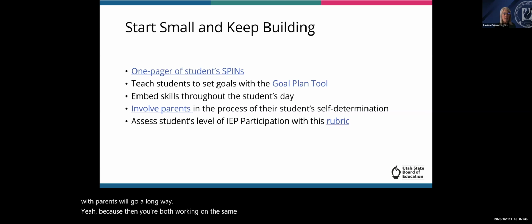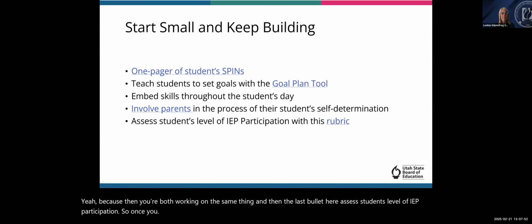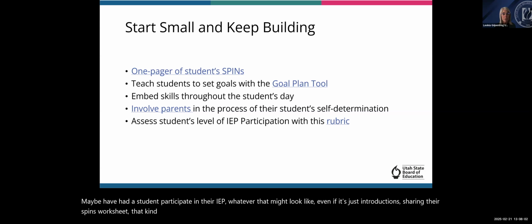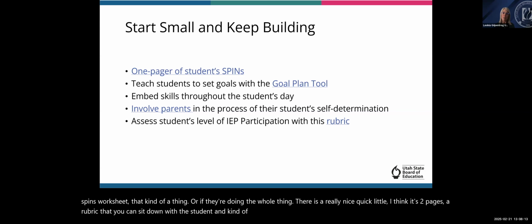And then the last bullet here, assess students' level of IEP participation. So once you maybe have had a student participate in their IEP, whatever that might look like, even if it's just introductions, sharing their spins worksheet, that kind of thing, or if they're doing the whole thing, there is a really nice, quick little, I think it's 2 pages, a rubric that you can sit down with the student and kind of evaluate what was their level of participation.